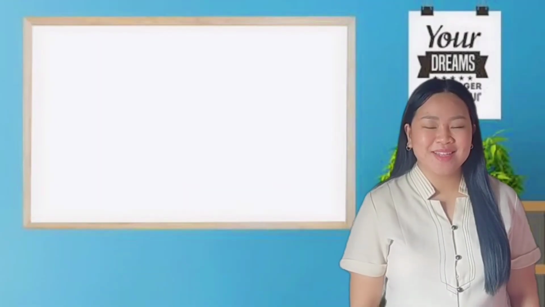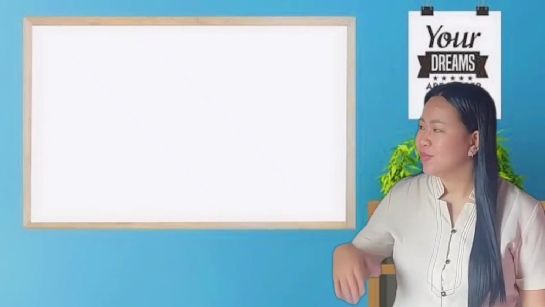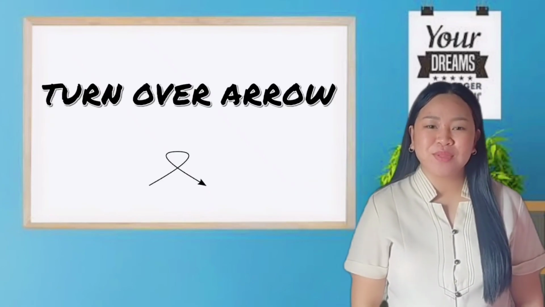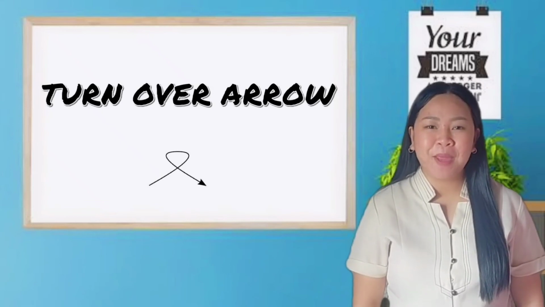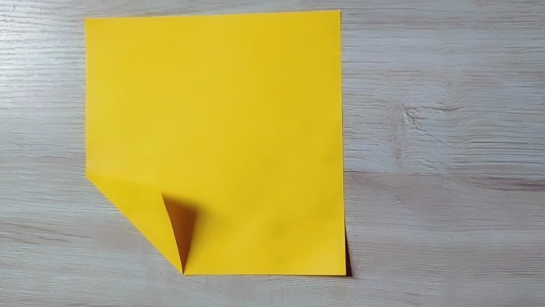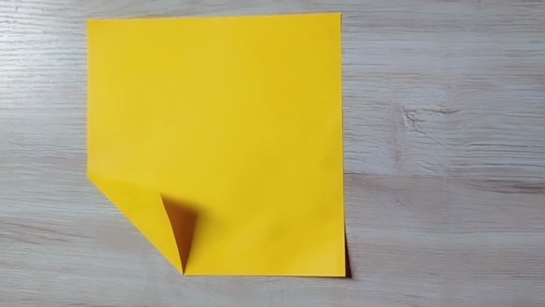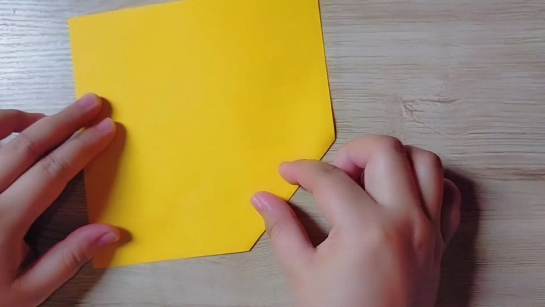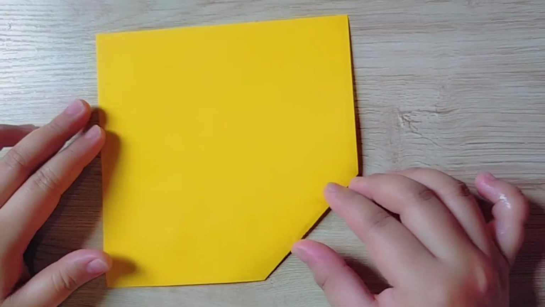The last one is turn over arrow. Turn over arrow simply means you're flipping the paper upside down. For example, this paper is folded on one corner, and based on the diagram, if we turn it over, it will look like this.